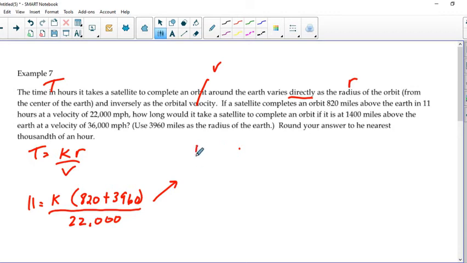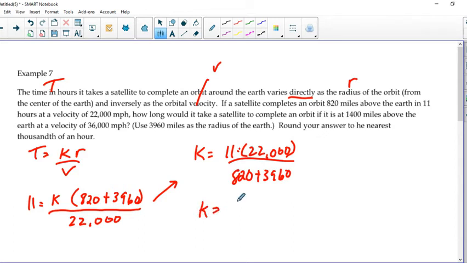So you could say, if you want to just dump this in the calculator all at once, 11 times 22,000 divided by 820 plus 3960. And I'm doing this step by step. Obviously, if you're doing this in the calculator, you're going to simplify like that. Okay. So you get 12,100 over 239. Does that simplify? I don't know. Probably not.